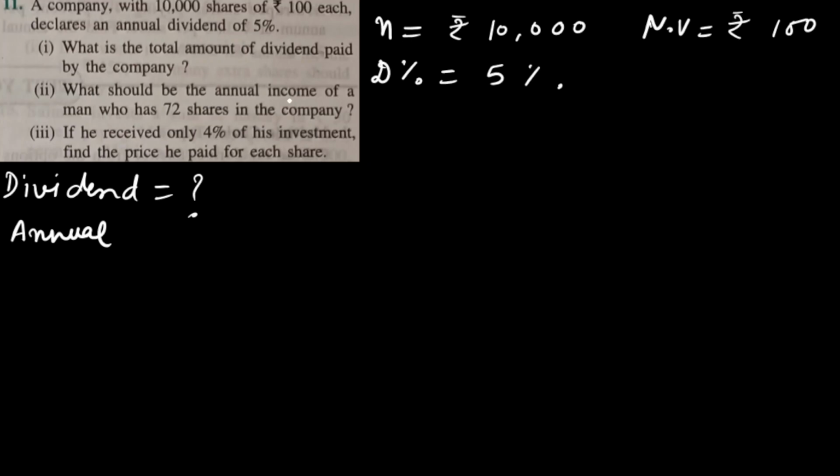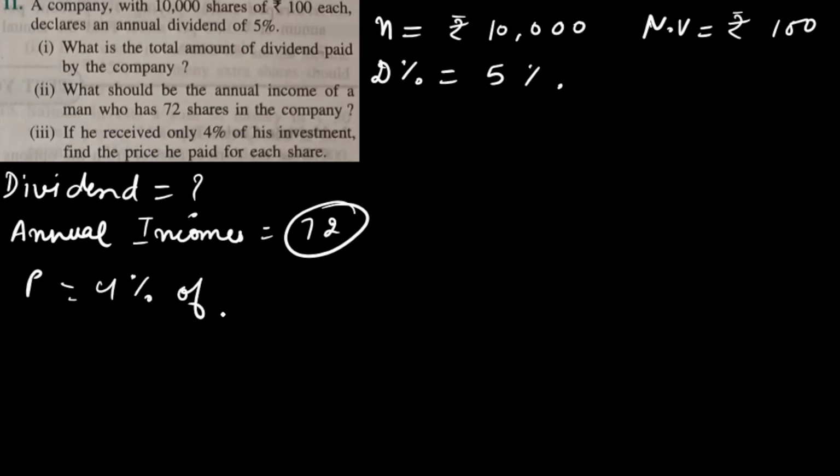Second thing, what should be the annual income of a man who has 72 shares in the company, and if he receives only 4% of his investment? So annual income we have to find when the number of shares is 72. Receiving is always profit. So profit percent is 4% of his investment. Then how much he has paid for each share? That means in this case, market value we have to find. Now let's start this question.